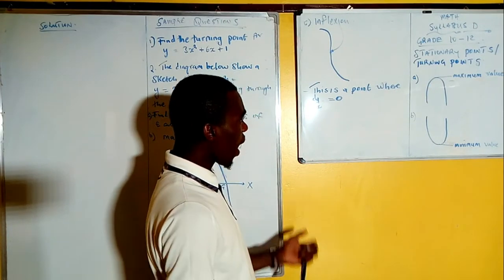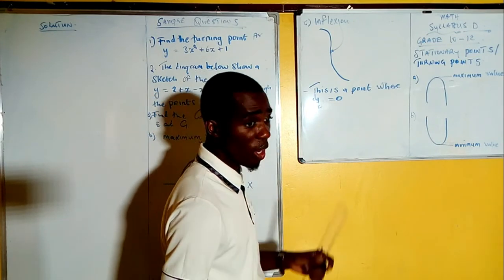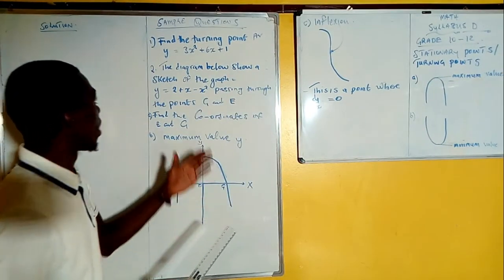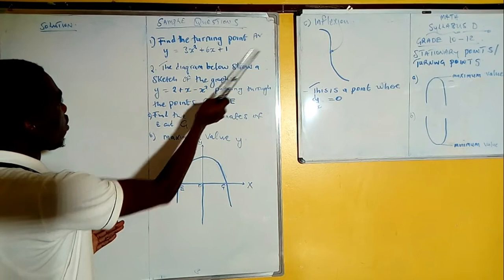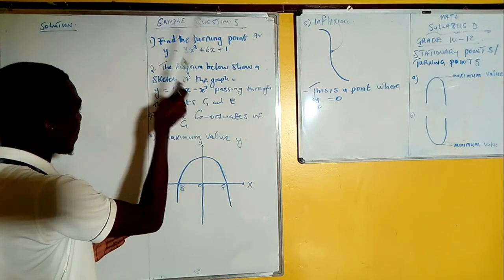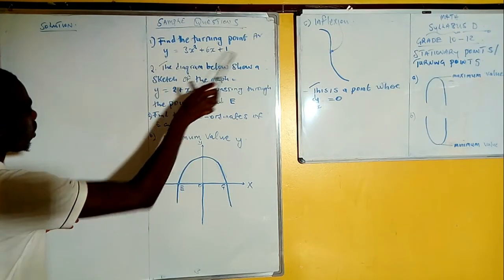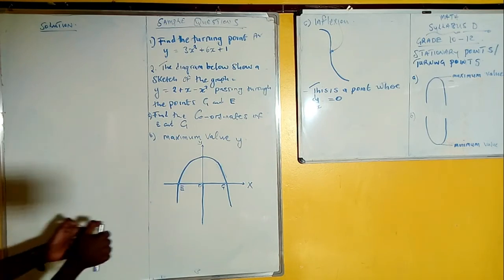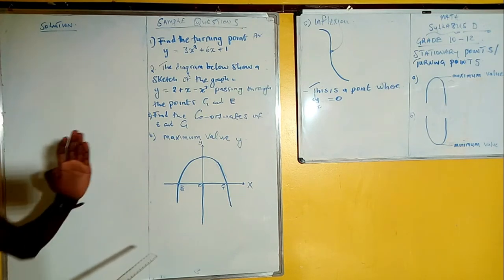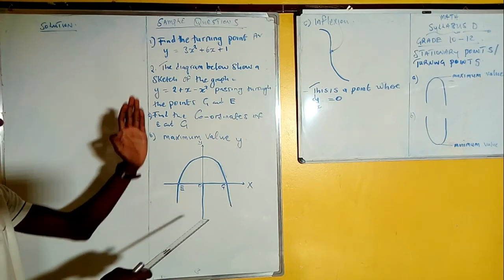Now, why are we learning about stationary points? We are going to see how questions in your exam can come. For example, the simplest question can be: find the turning point for the equation y is equal to 3x squared plus 6x plus 1. So we want to find the turning point for this curve. This is an equation of the curve. By definition, we know that a turning point is the point where dy by dx is equal to 0.